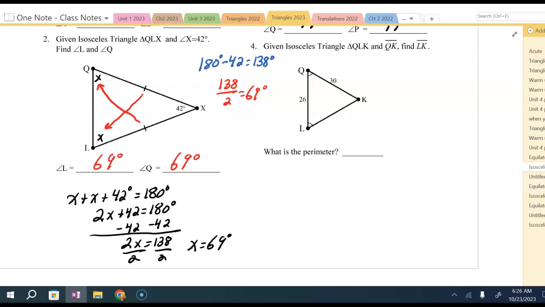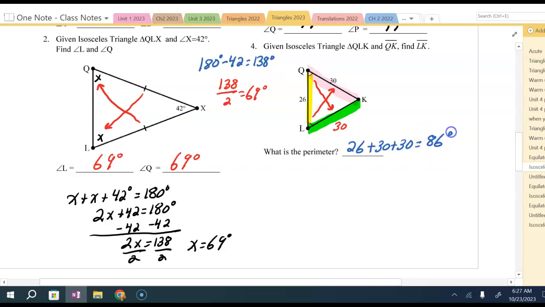If we take a look at problem number 4, remember perimeter is the distance around. So I need to find these lengths that I'm highlighting. Remember, across from the angles that are equal are the legs. So I'm drawing these arrows. So those are the legs, which means the pink and the green are the same, which means LK is 30. So then the perimeter would be 26 plus 30 plus 30. And adding those up on my calculator, I get 86. And it's not degrees, it's just 86 because that's the distance around the triangle.